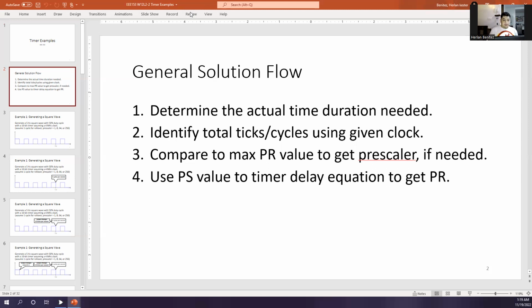And then we compare this total number of ticks with the maximum period register value to get the value of the prescaler if we need to use a prescaler. Then, pagkakuha ng prescaler na value, alam natin yung timer delay equation natin from the previous slide deck, we can get the period register to get the exact, or I guess the closest, period register value natin na makukuha natin yung target natin na time duration.